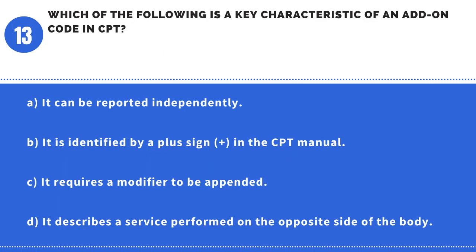Question 13. Which of the following is a key characteristic of an add-on code in CPT? A. It can be reported independently. B. It is identified by a ++ in the CPT manual. C. It requires a modifier to be appended. D. It describes a service performed on the opposite side of the body.